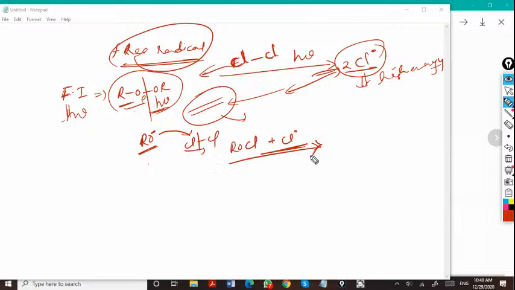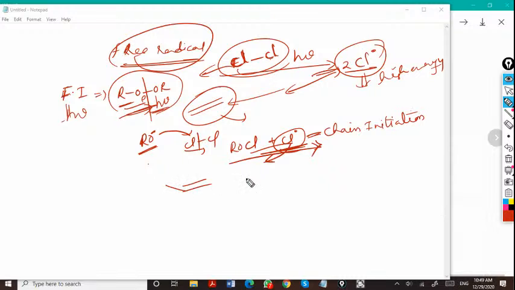This radical generation from the reagent system, not from the radical initiator, is called the chain initiation step. When radical initiation happens, there is formation of high energy free radicals. If this is treated with the starting material, it will attack.